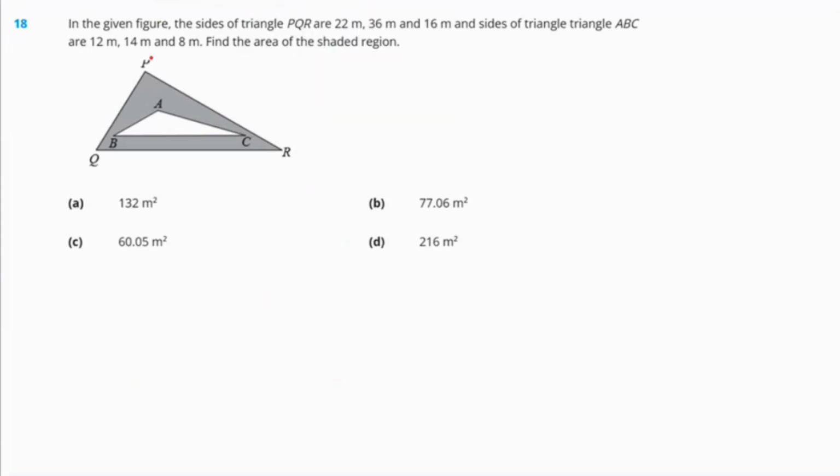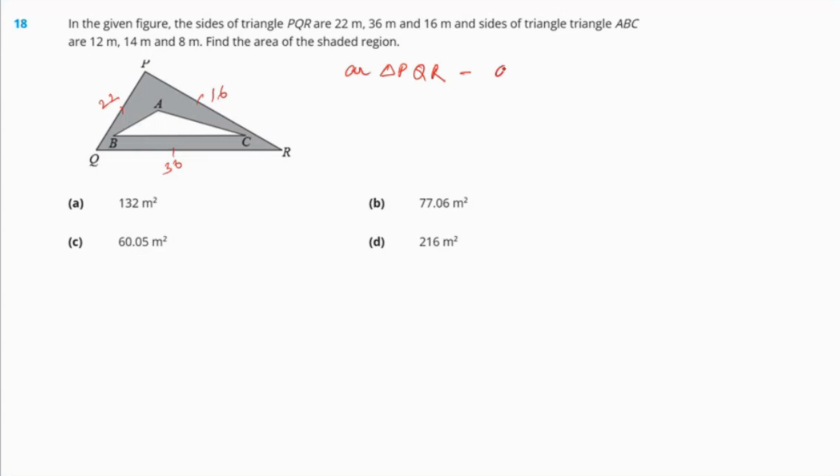Next, in the given figure, the sides of triangle PQR are 22 centimeters, 36 centimeters, and 16 centimeters. And the sides of triangle ABC are 12, 14, and 8 meters. Find the area of the shaded region. So for that, what we can do is figure out the area of the triangle PQR.